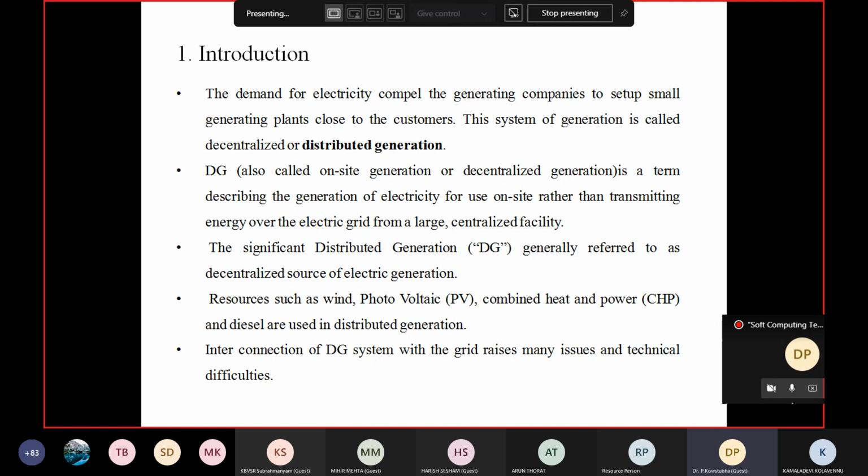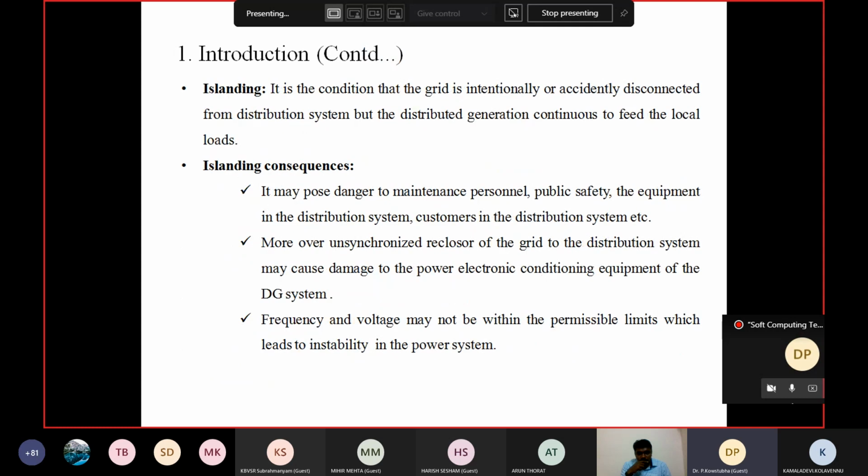Here, wind, photovoltaic, combined heat and power, and diesel are used in distributed generation. Interconnection of DG systems with the grid raises many technical issues. A few of those issues are islanding and faults, and there are many more, but I am going to deal with these two technical issues that arise when the DG is connected in a distribution system.